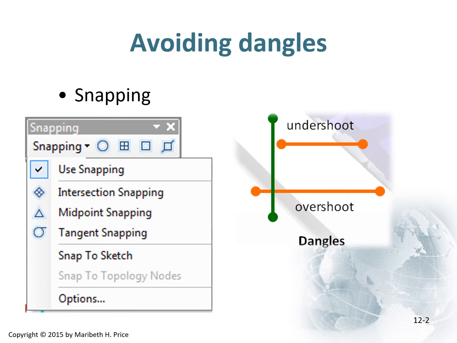Snapping is a way of the software trying to interpret what you're trying to do. And so it assumes if you're clicking near a line that you actually want to click on the line. And you have different kinds of snappings. You can use intersection, midpoint, tangent. All of these control how, and particularly, these things will snap to one another.